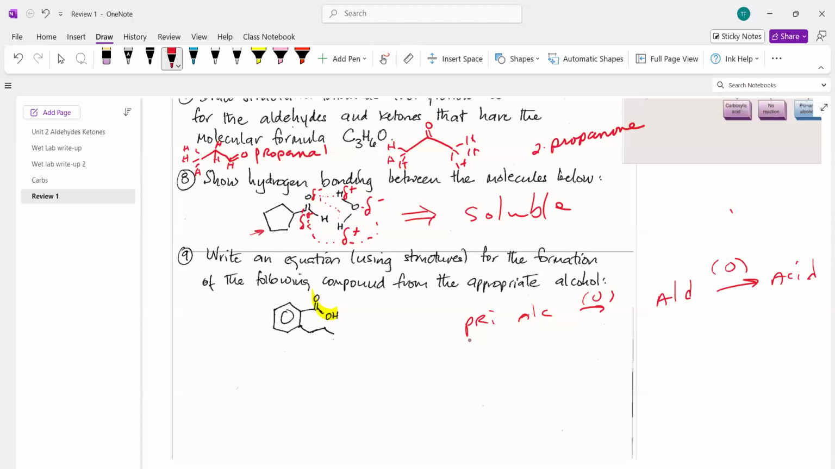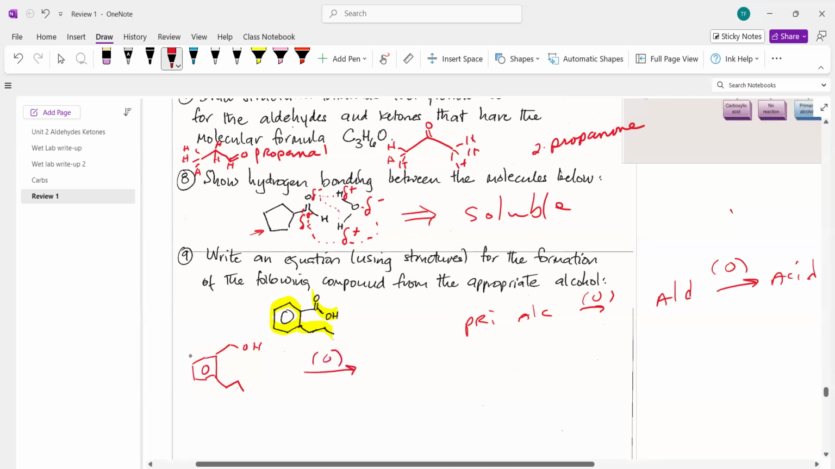And then our backbone is going to be this guy here. Okay, so that's the primary alcohol. And oxidize that to the aldehyde. And then from there, we're going to oxidize the aldehyde to the acid.